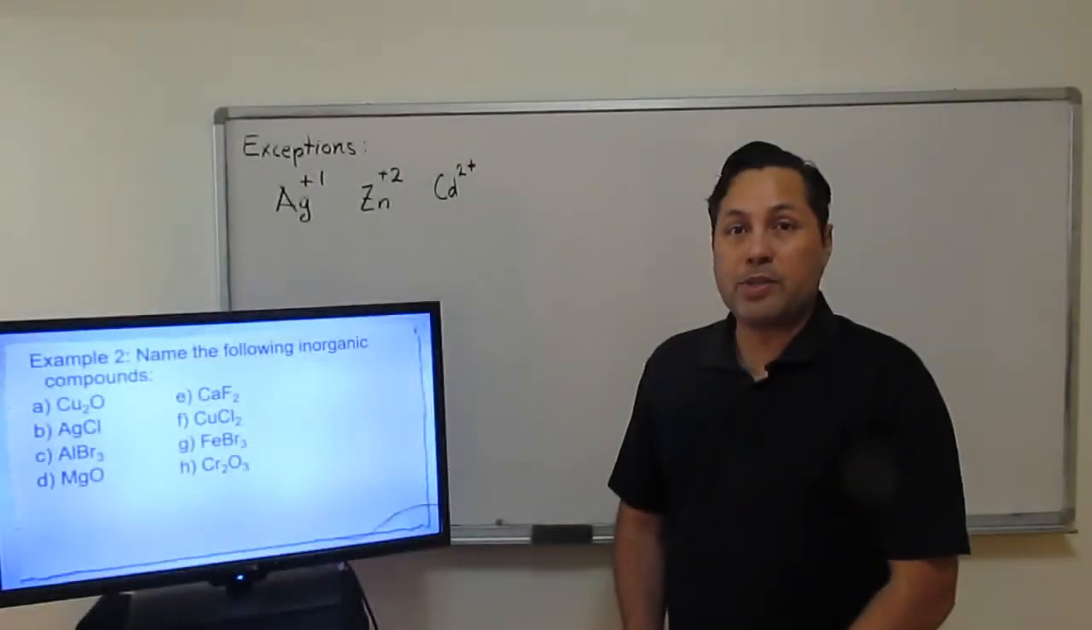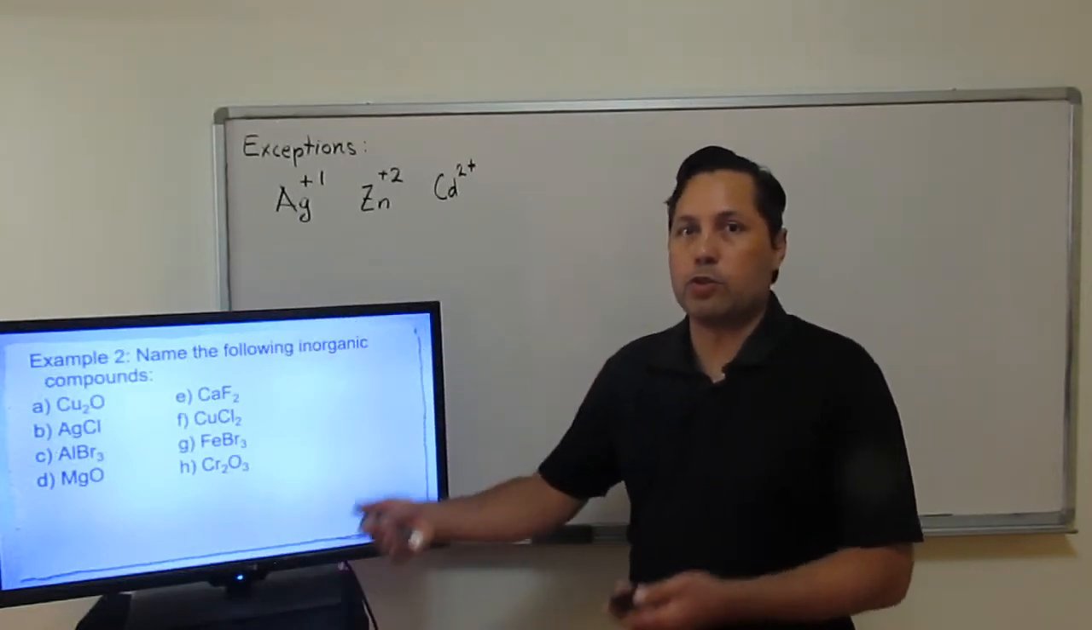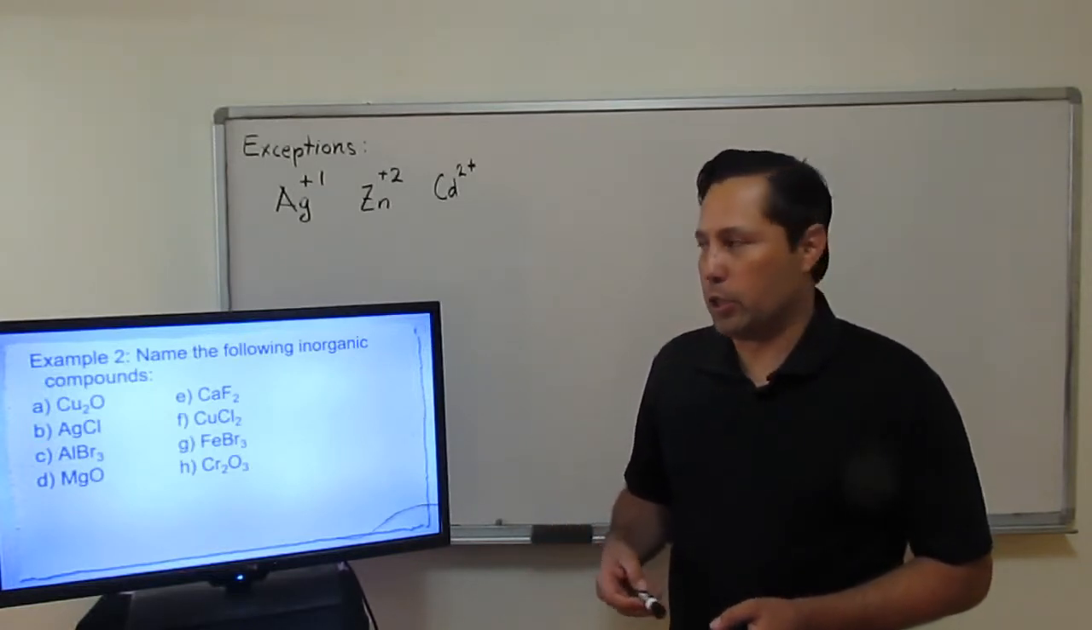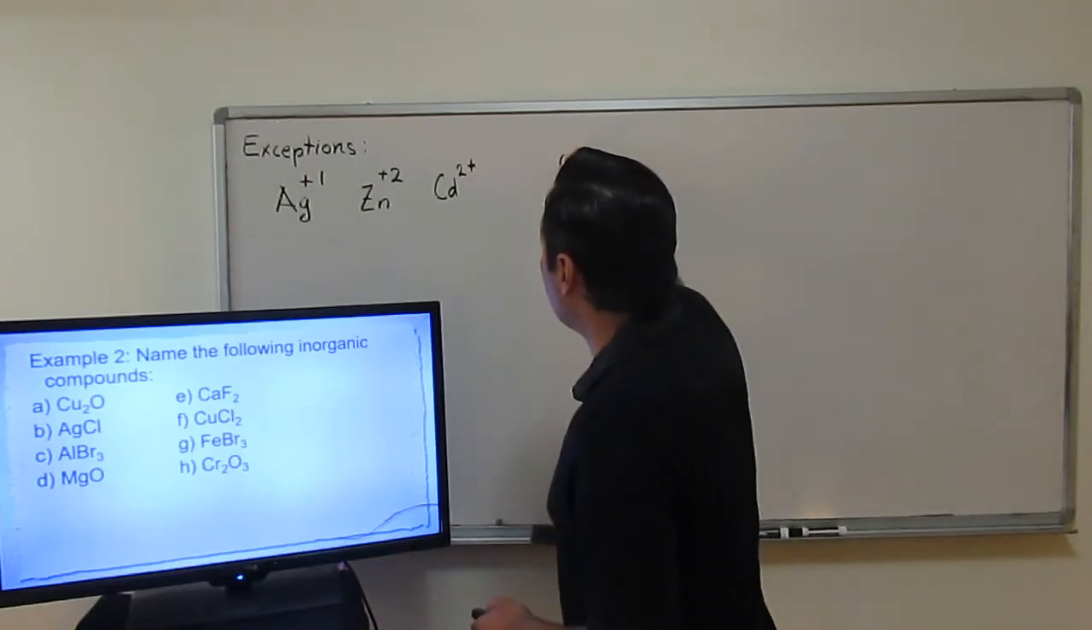Now, up next is example 2. In this problem, they're going to go ahead and give you the formula and ask you to figure out the name. Some will be a little bit easier, other ones will be more challenging. Alright, so let's start with A. A is going to be a little bit more difficult than the other ones.